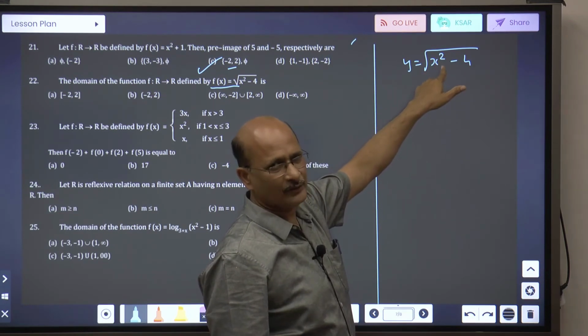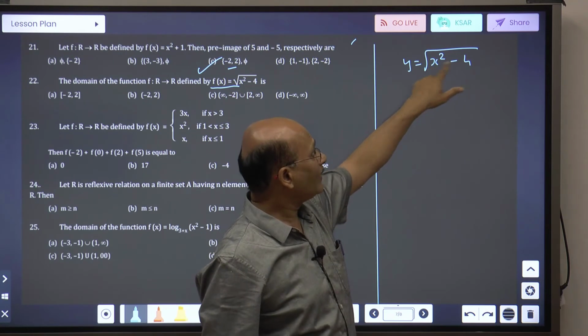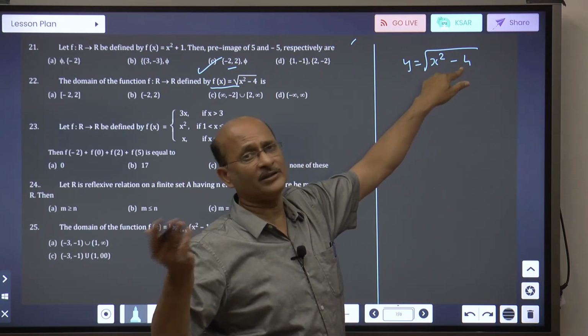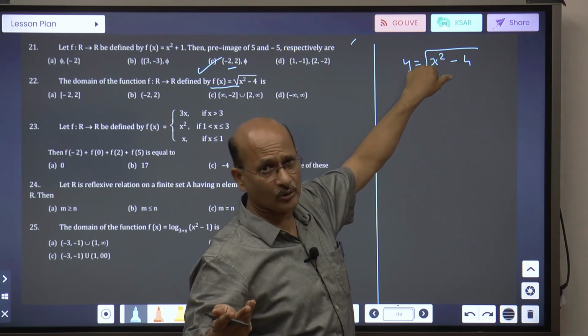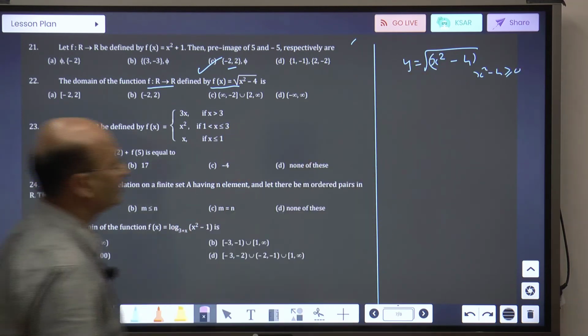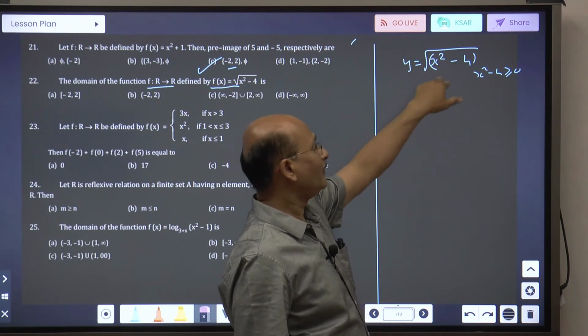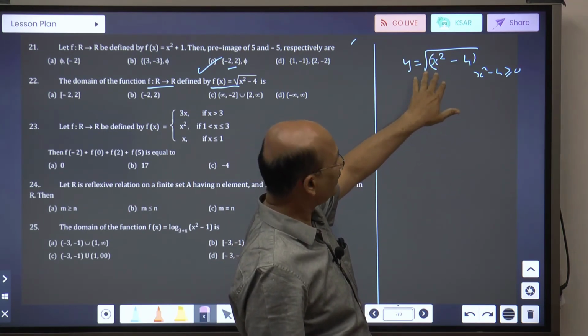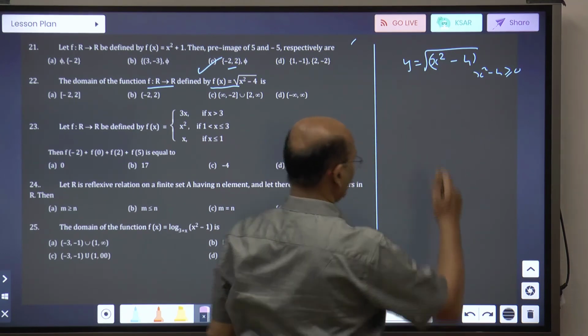So x can stand for any real number. But 1 square is 1. 1 minus 4, root of minus 3, not defined. 2 square is 4. 4 minus 4 is 0, no problem. Now all those values of x will make the function meaningful. But as it is only if it is x minus 4, there is no issue. But it is square root of x square minus 4. So I have to solve this out.